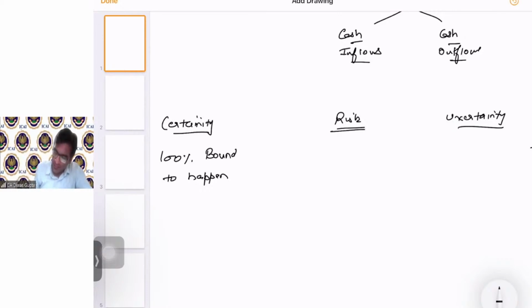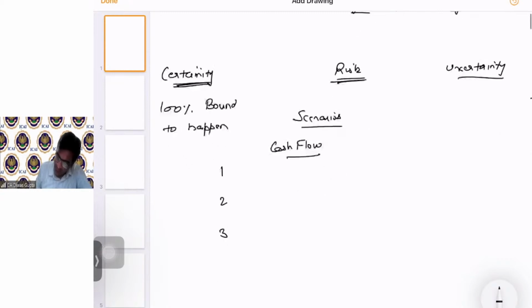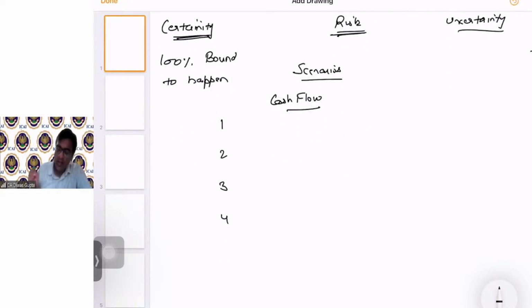Now, what is risk? What is a situation which is called risk? The risk situation is where something is going to happen in future, and I am not sure what the exact outcome would be. In that case, if I still want to project something, I will make different scenarios. Let's say this is scenario 1, 2, 3, 4. Let's say there are 4 scenarios.